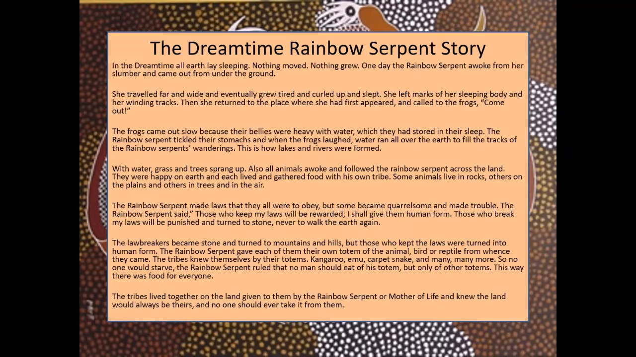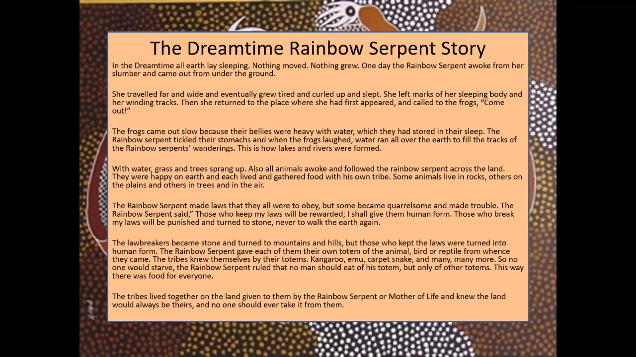The rainbow serpent said, "Those who keep my laws will be rewarded. I shall give them human form. Those who break my laws will be punished and turned to stone, never to walk the earth again." The lawbreakers became stone and turned to mountains and hills, but those who kept the laws were turned into human form. The rainbow serpent gave each of them their own totem of the animal, bird, or reptile from whence they came. The tribes knew themselves by the totems: kangaroo, emu, carpet snake, and many, many more.